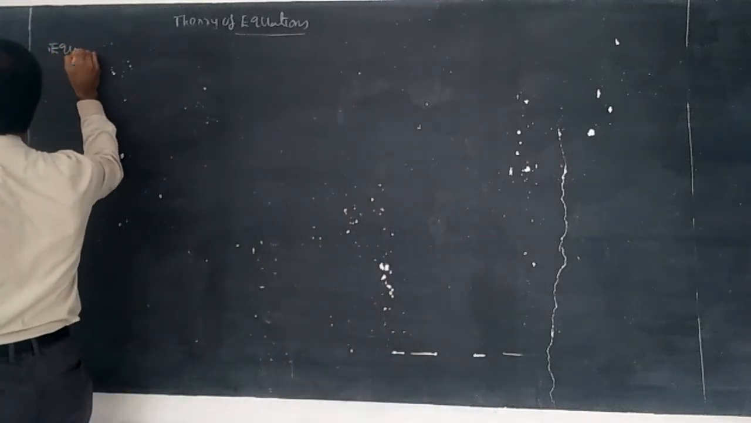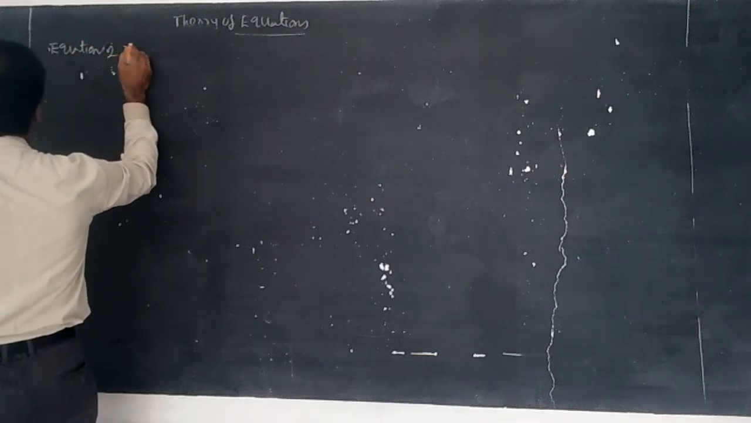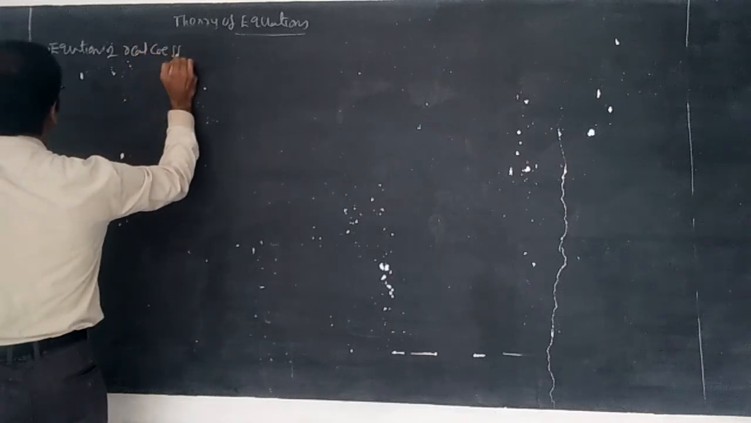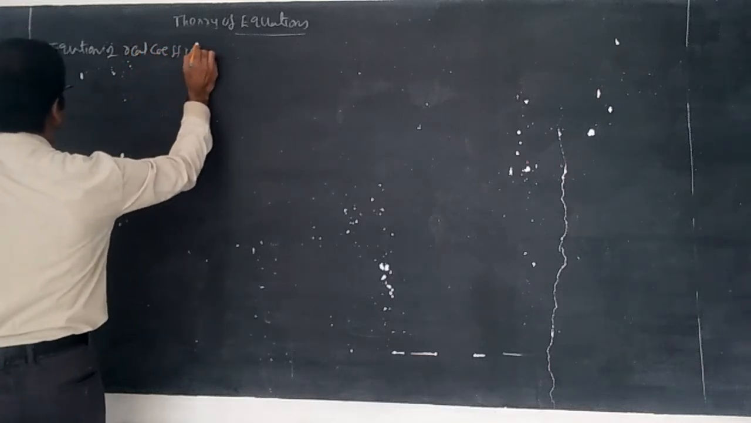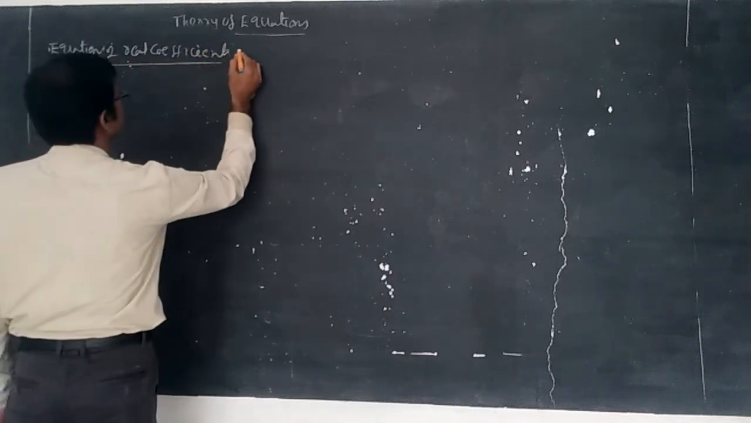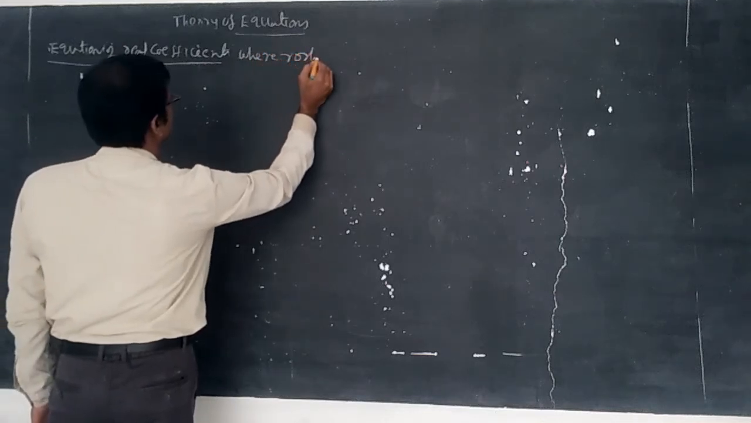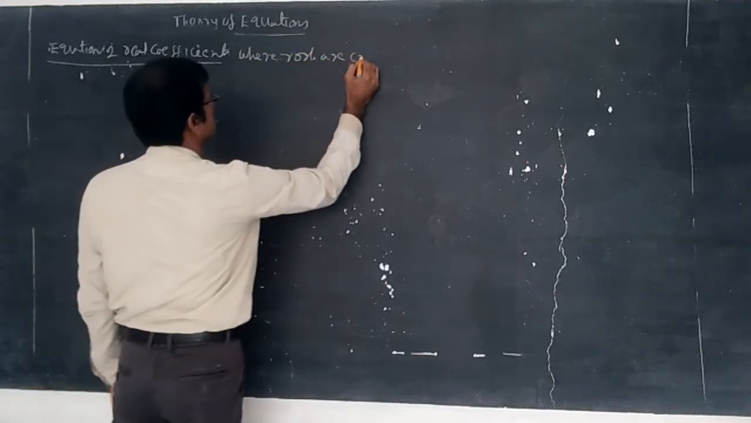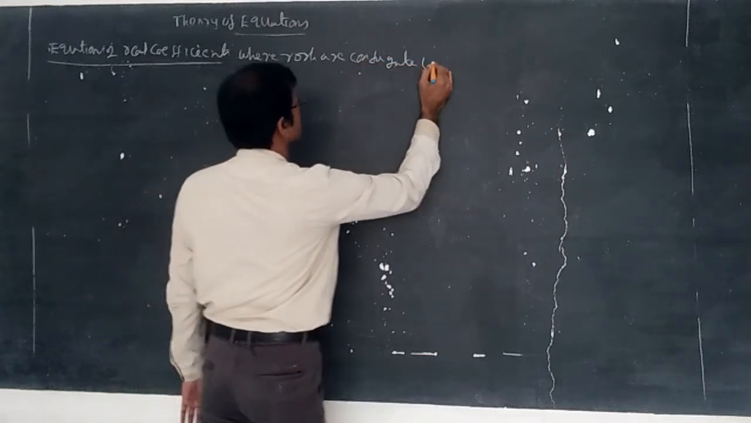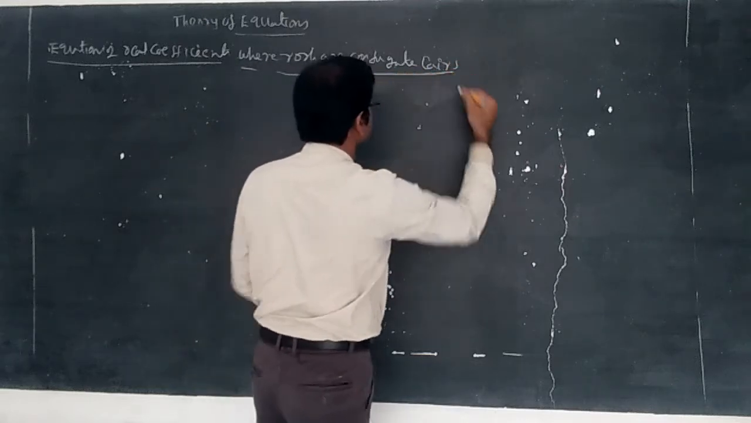Equations of real coefficients, where roots are conjugate pairs. This is the side heading.